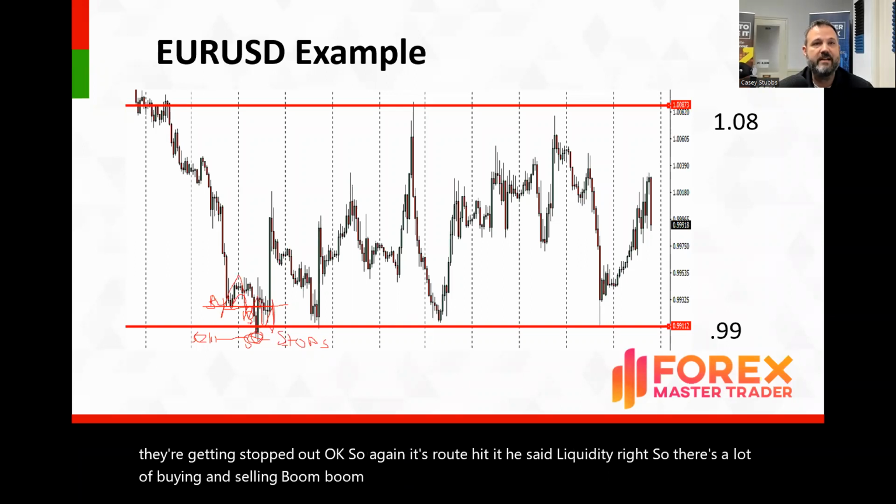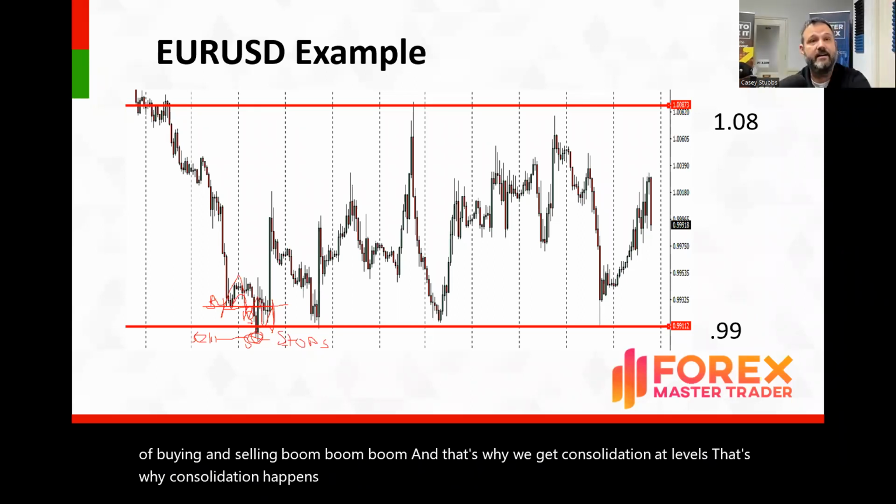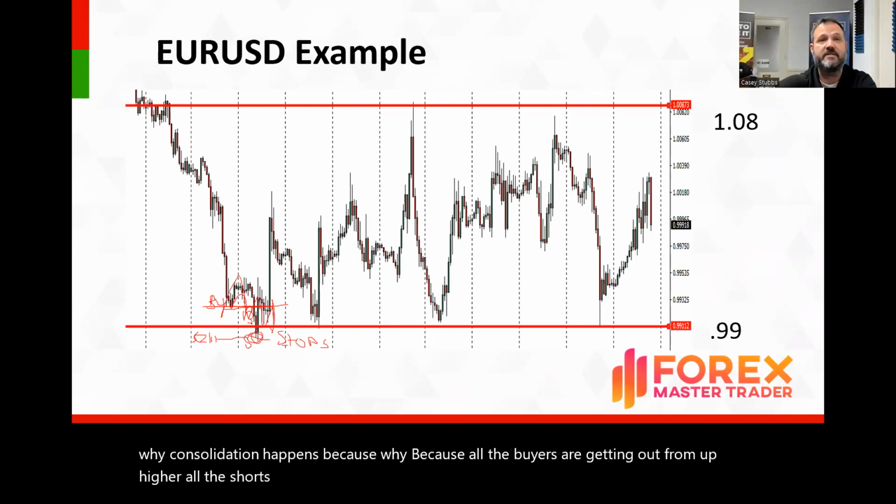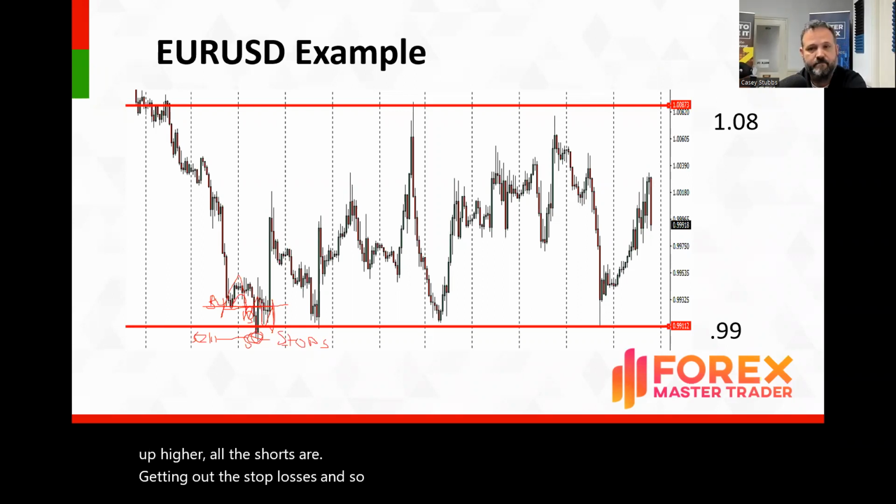And that's why we get consolidation at levels. That's why consolidation happens. Because why? Because all the buyers are getting out from up higher, all the shorts are getting out, the stop losses. And so then we get consolidation. And so there's going to be an auction and there's a lot of orders and it's liquidity.